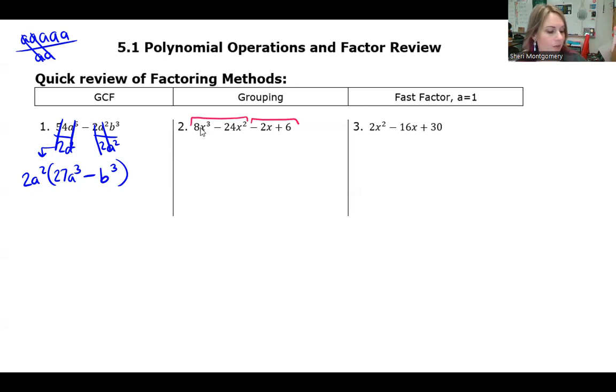So when I look at the first grouping, what's the biggest that I can pull out of both of those terms? Yeah, I can definitely pull out an 8 and an x squared. So I pull it out and I write it in the front. And then I write down what I have left. 8 divided by 8 is 1. If I have 3 and I'm taking away 2, then I have x. 24 divided by 8, what's that? 3x squared over x squared. It's over itself, so it's just 1.